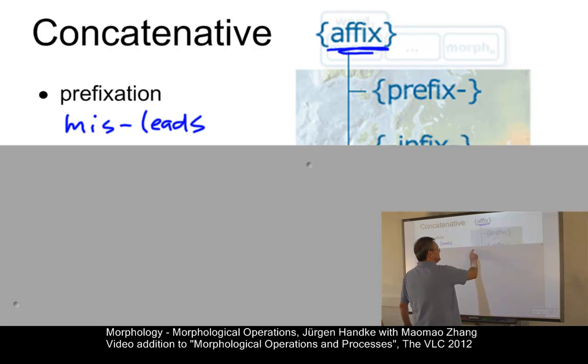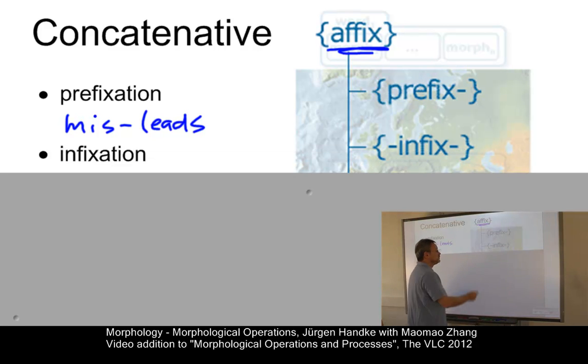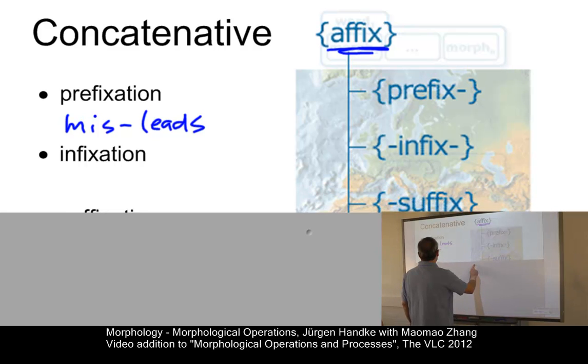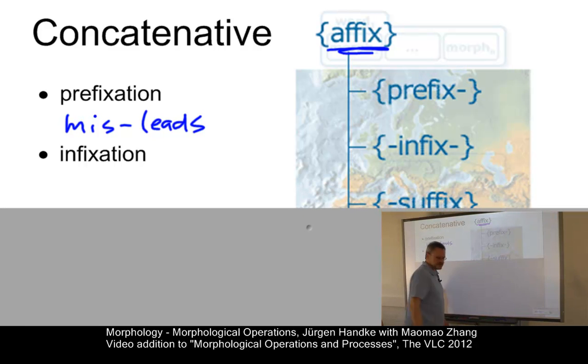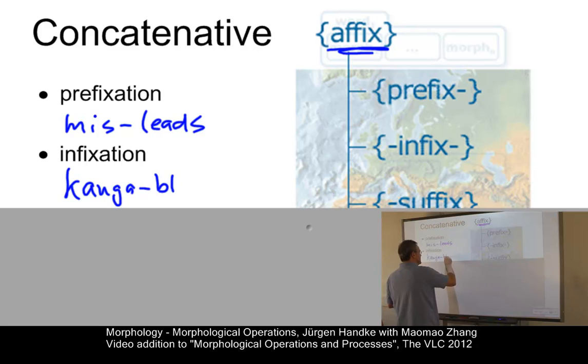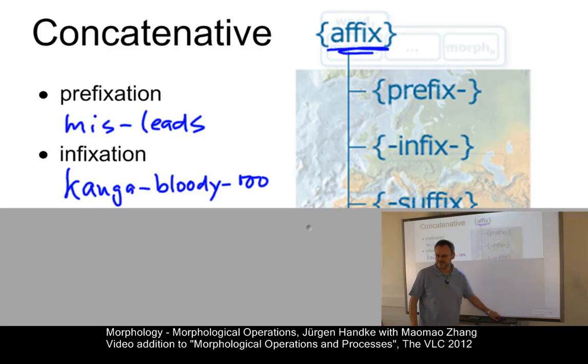A next possibility would be an infix. The operation would be called infixation. Now, infixation is hardly used in English. Well, if it is used, it is used in highly expressive language. For example, you could make up the word kangaroo and insert, in an expressive way, kanga bloody roo. Well, what a word this is. This would be an infix because it is inserted into the base.